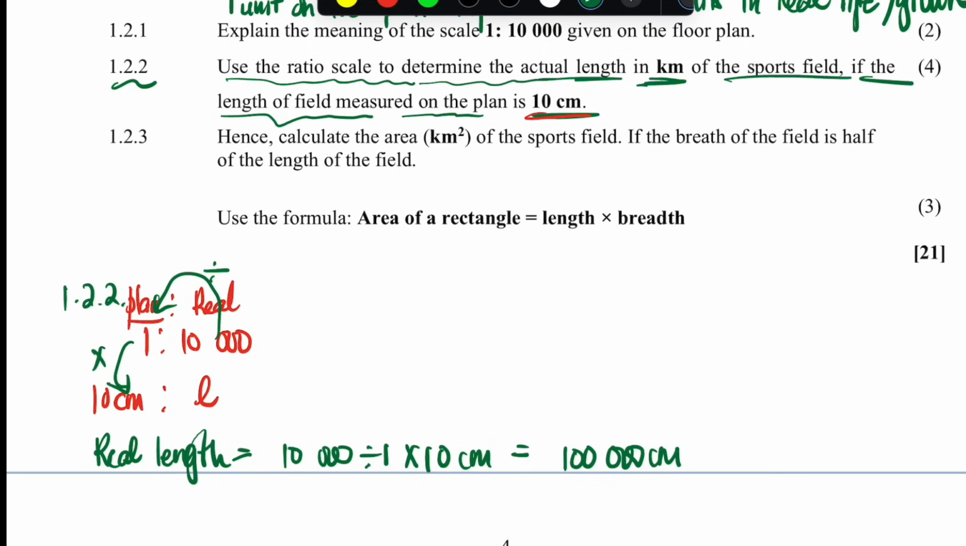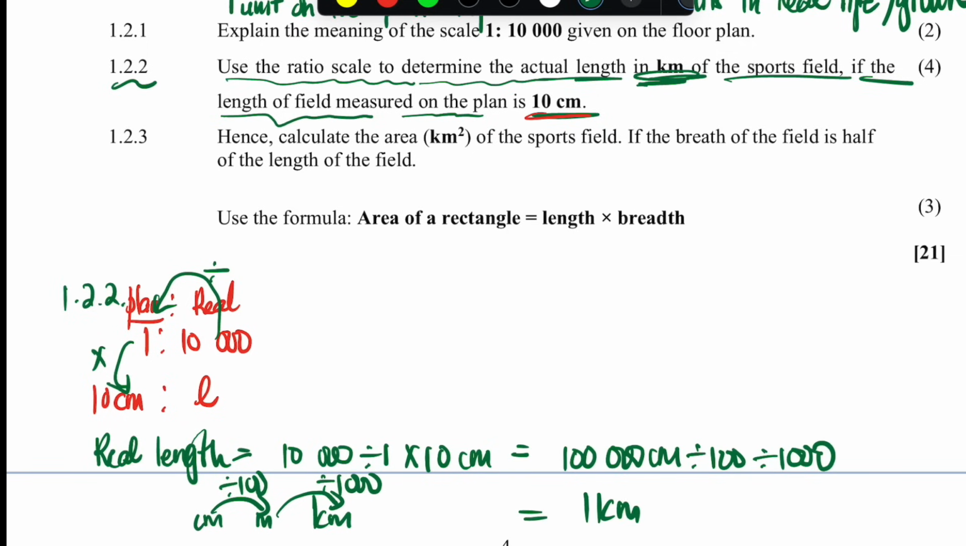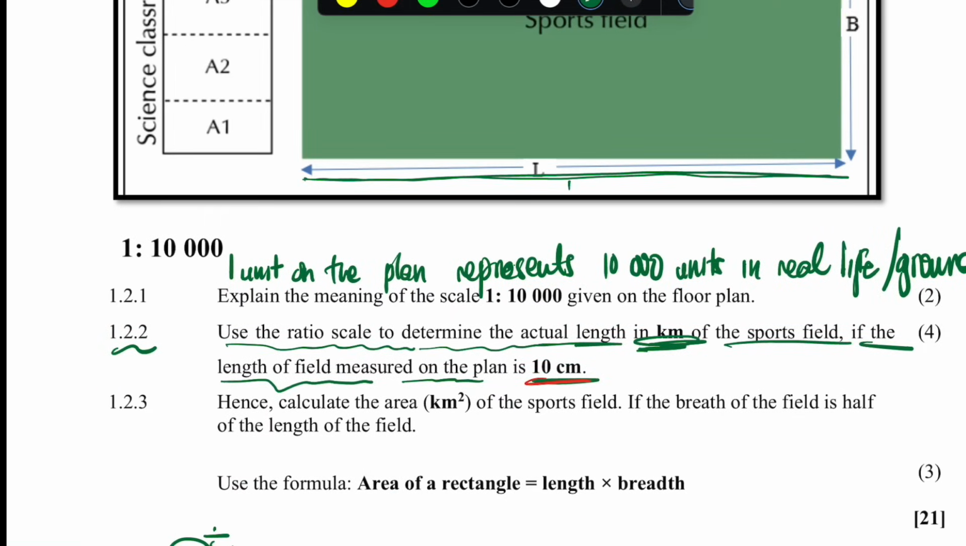centimeter. But at the answer it says it must be in kilometer. So we know our conversion, we have centimeter, meter, kilometer. From centimeter to meters we divide by 100, and then from meter to kilometer we divide by 1000. So we're gonna divide by 100 and then we divide by 1000. So it's gonna be 1 kilometer. So that means in real life the length of the sport field is 1 kilometer.